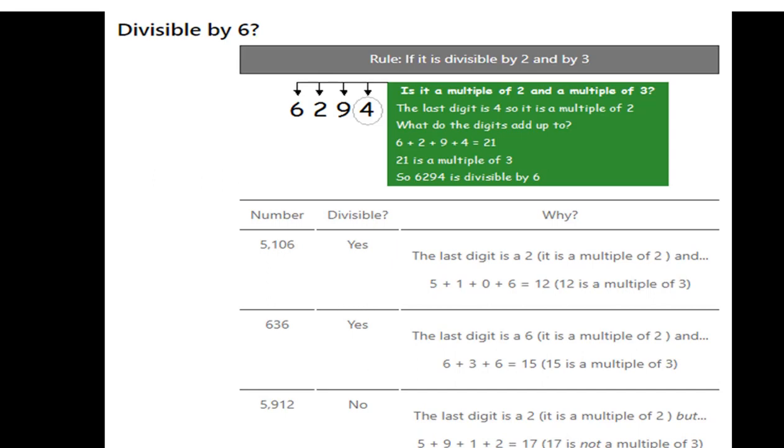Then the next example, 5912. The last digit is 2, so the number is divisible by 2. Then the sum of the digits: 5 plus 9 plus 1 plus 2, the sum you are getting is 17. So 17 is not a multiple of 3. So only one condition it is satisfying. It is divisible by 2 but not 3, so the number is not divisible by 6.